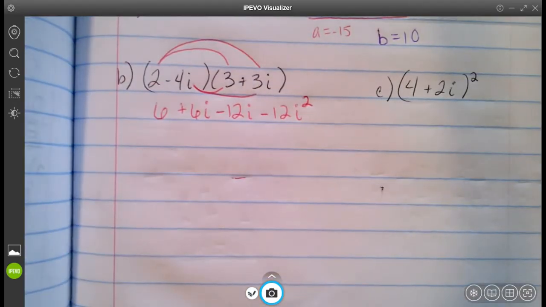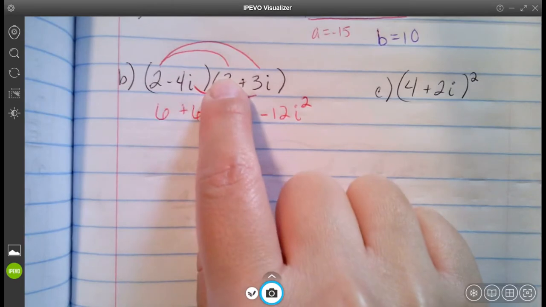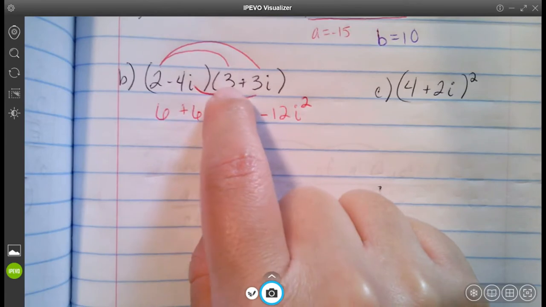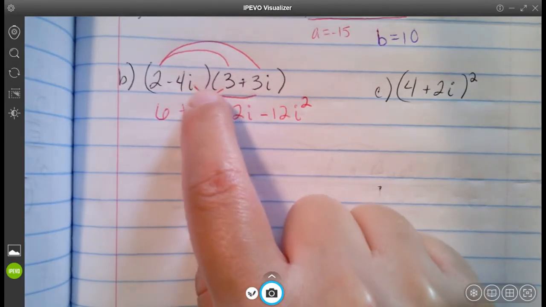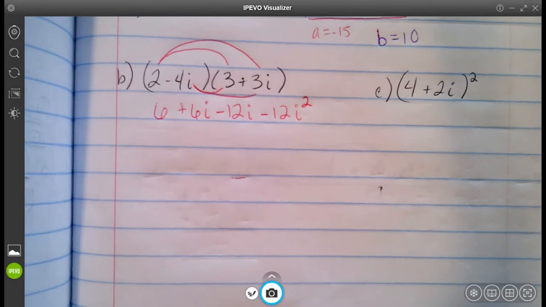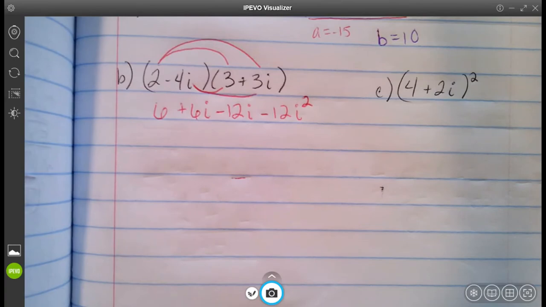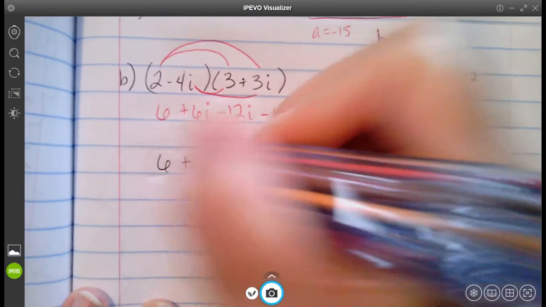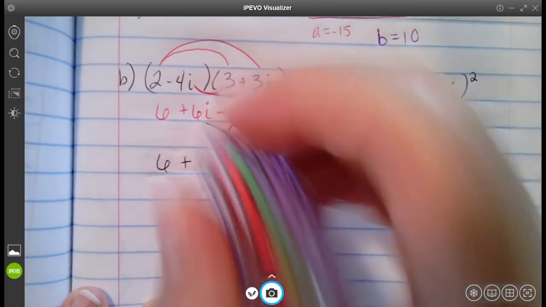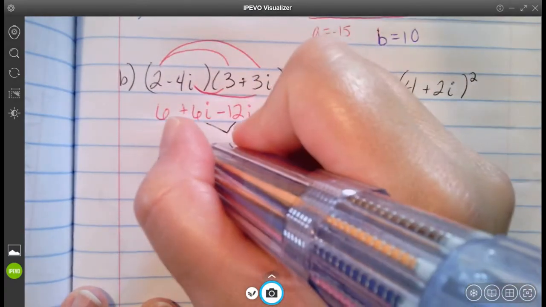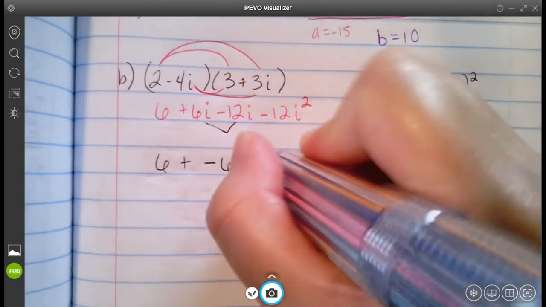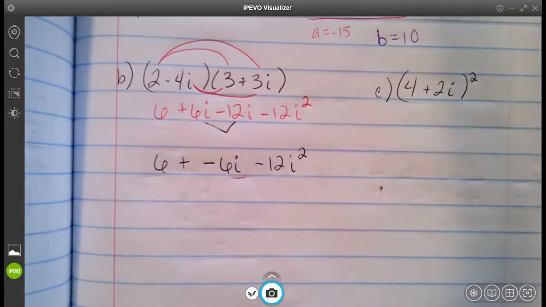Okay, so make sure you understand that. So again, 2 times 3 is 6, 2 times 3i is 6i, negative 4i times 3 is negative 12i, and negative 4i times 3i is negative 12i squared. We're going to go ahead and regroup this so we know which part goes with which. And actually, before I even do that, let me combine these two here. So this would be 6 plus 6i minus 12i is going to give me minus 6i, okay? And then minus 12i squared.